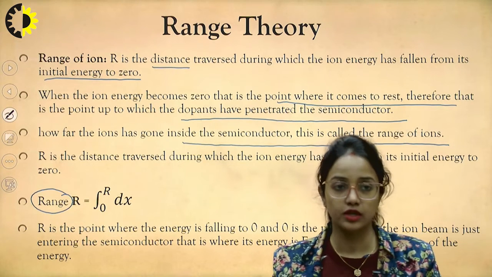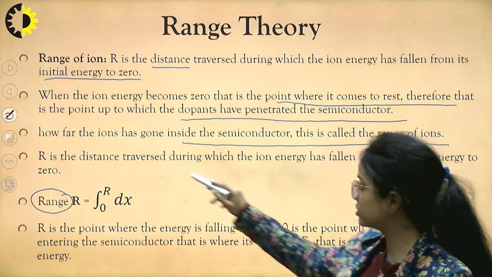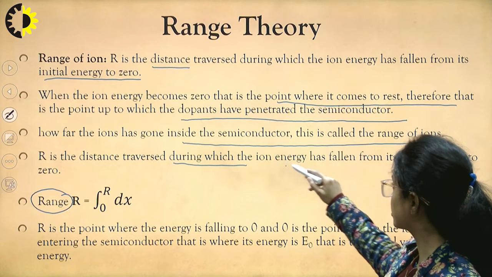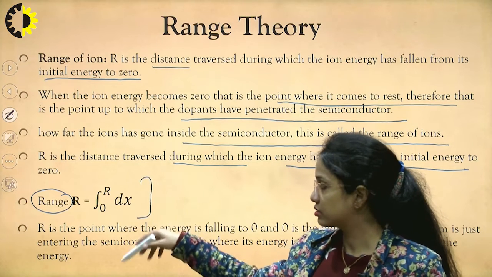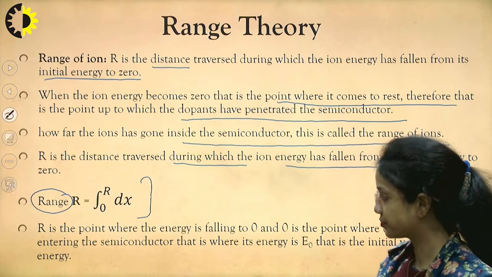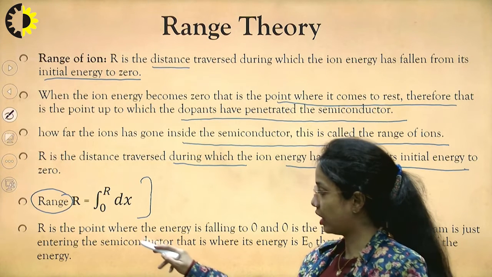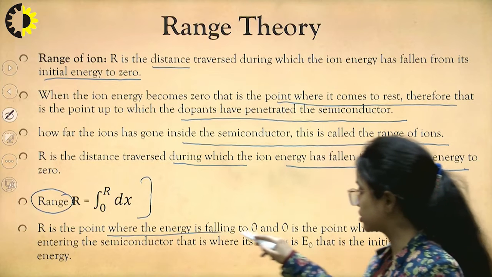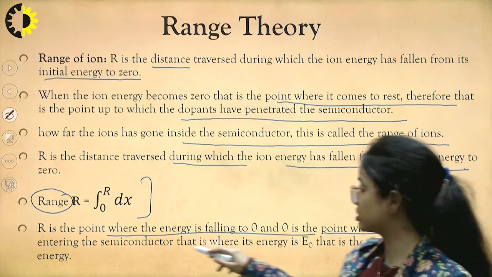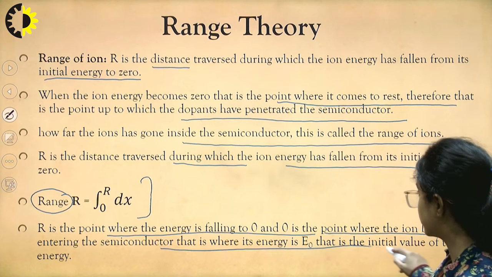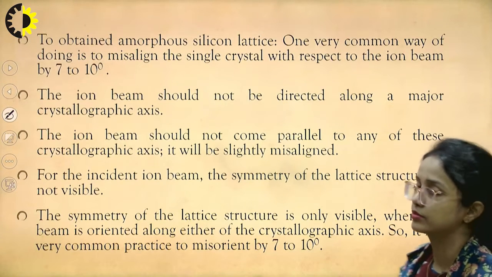The journey which an ion has traversed: R is the distance traversed during which the ion energy has fallen from initial to zero, and it is given by the integral from 0 to R of dx. R is the final point, where the energy falls to 0, and 0 is the point where the ion beam just enters the semiconductor, where the energy is E0, the initial value of the energy.